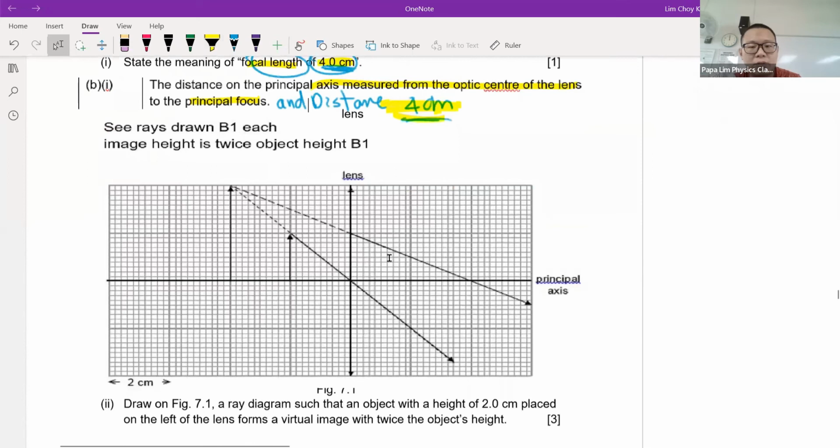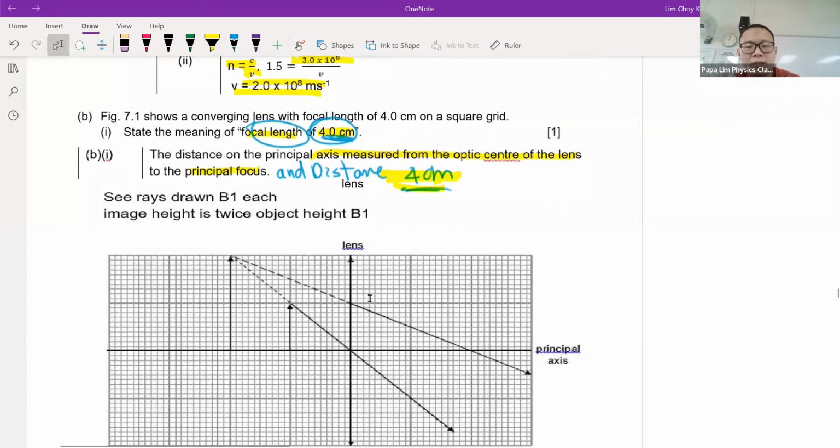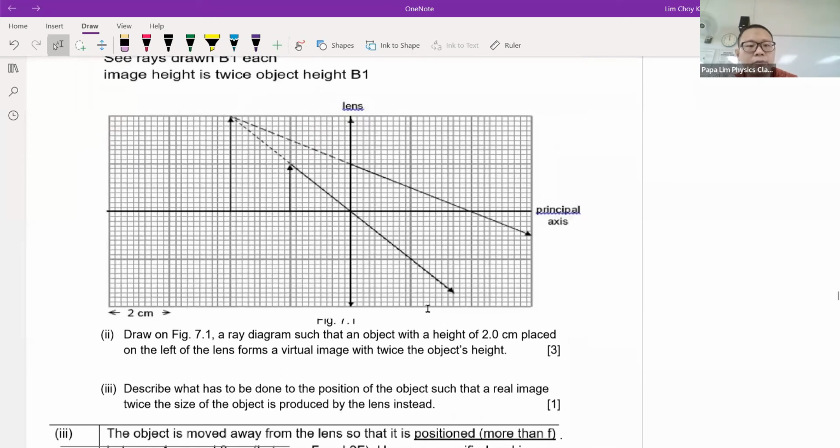Then, based on the question given, the object is near to the focal length. The ray diagram is such that the object height is 2 cm, placed on the left, and forms a virtual image that is twice the height of the object. So based on the question, if you look at the ray drawing diagram, this is the object, and I will know where the image is. The image is here. How do I know? Because the image is twice the height of the object.